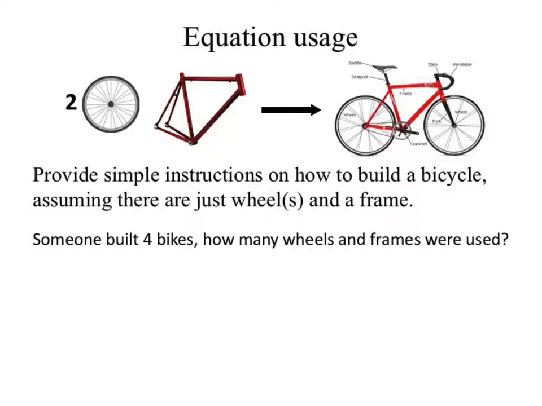Focus on the method. The method is the important part. So what did we want for an answer? You want 4 bikes as an answer? That's an interesting question. I want wheels and I want frames as an answer. Can I solve a question that's going to give me wheels and frames as an answer? No. It's 2 separate questions.